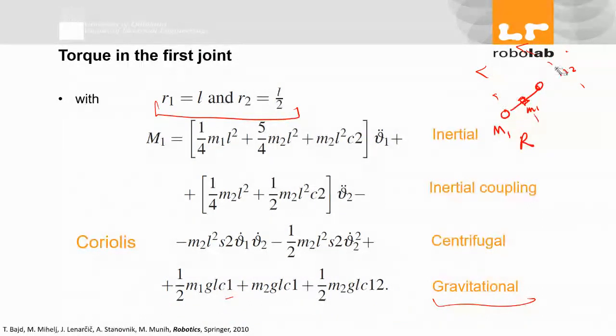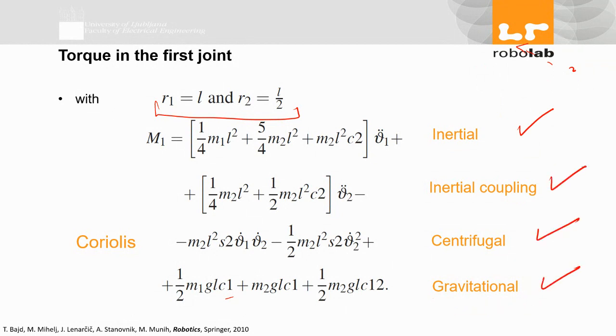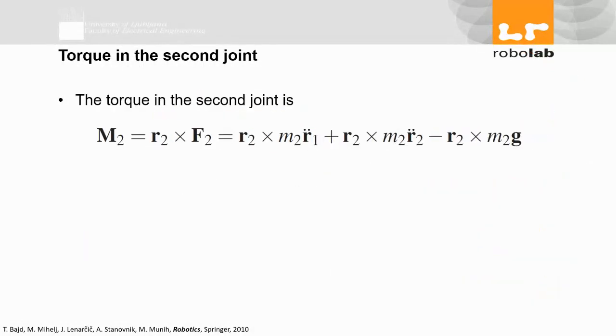So there are components in our torque: inertial, inertial coupling, centrifugal, and gravitational. That's the point you need to remember when you're talking about the dynamics of the robot. And the torque of the second joint, or the motor you need to use in the second joint.